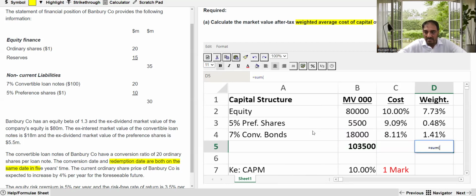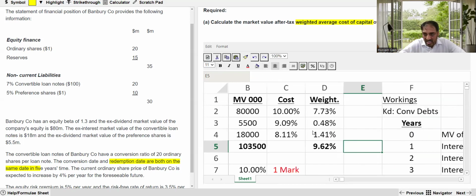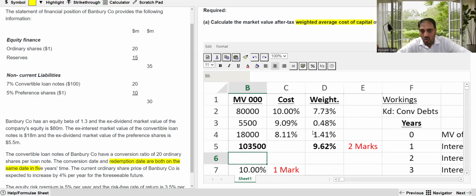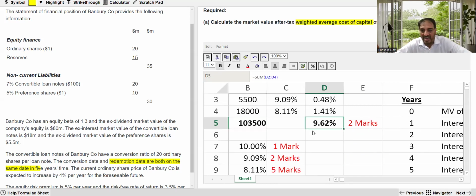So here is the sum, 9.62. For this working, the examiner attached 2 marks. That's 9.62. This is the WACC.